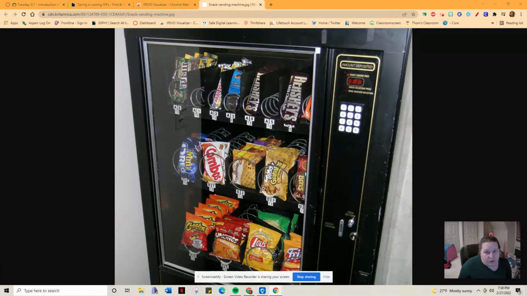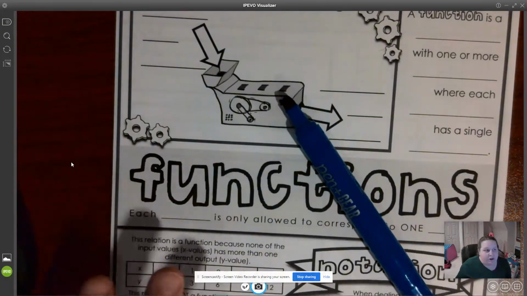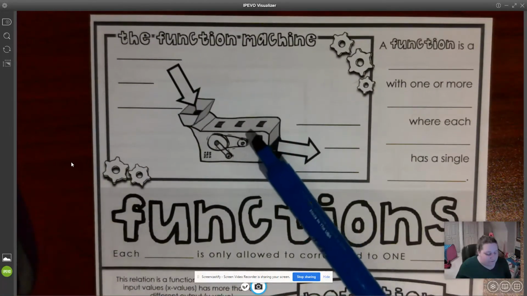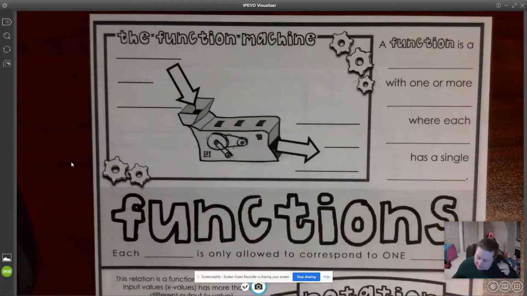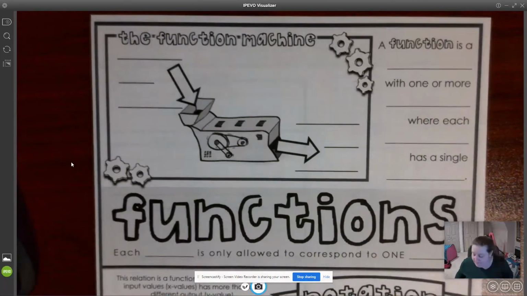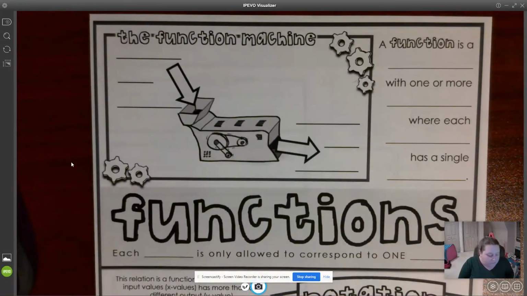So, like a vending machine, the type of relation we're going to look at, which is what we call a function, works like this: you put something into the rule, or in this case, a machine, and then you get one specific item or output. Okay, you should have a copy of the notes. They're also linked in Canvas, and we're going to go ahead and get started. There's a space for your name at the bottom left where the gear is.